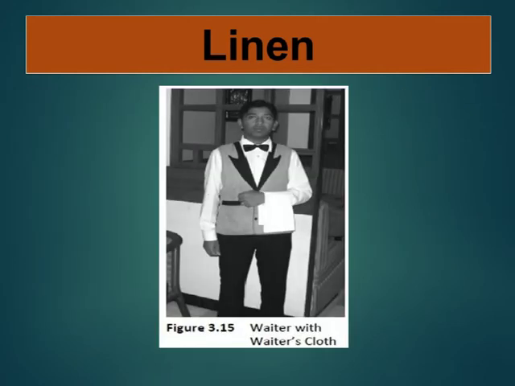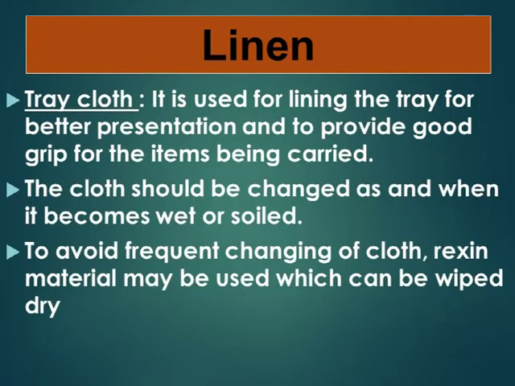Tray cloth. It is used for lining the tray for better presentation and to provide good grip for the items being carried. The cloth should be changed as and when it becomes wet or soiled. To avoid frequent changing of cloth, rexine and similar material may be used, which can be wiped dry.